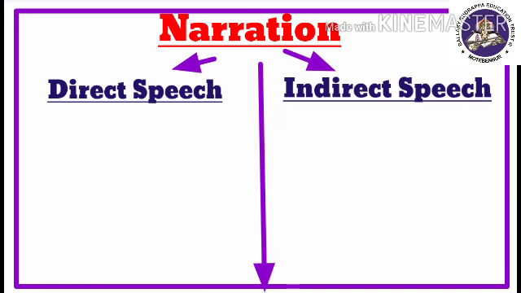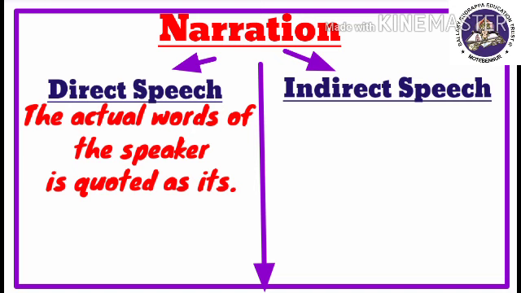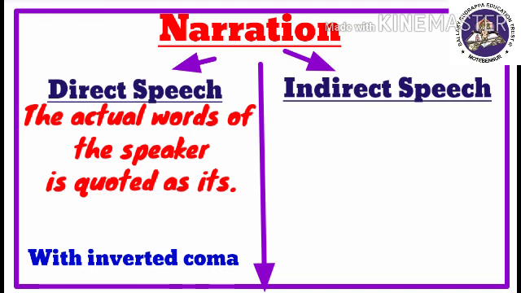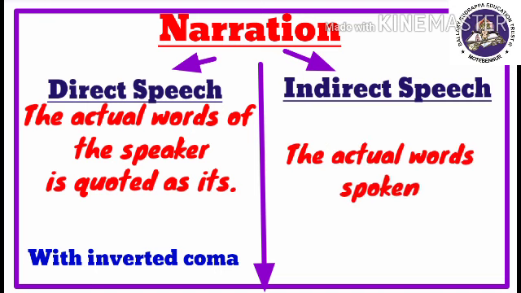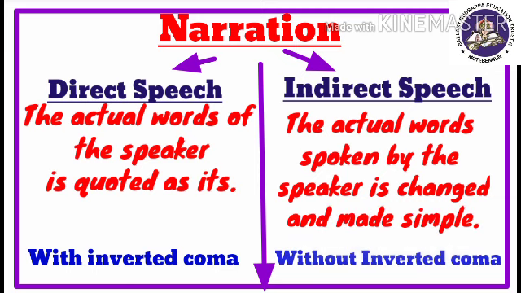In direct speech, the actual words of the speaker are quoted as they are. But in indirect speech, the actual words spoken by the speaker are changed and made simple. It is not enclosed within inverted commas. See the example.